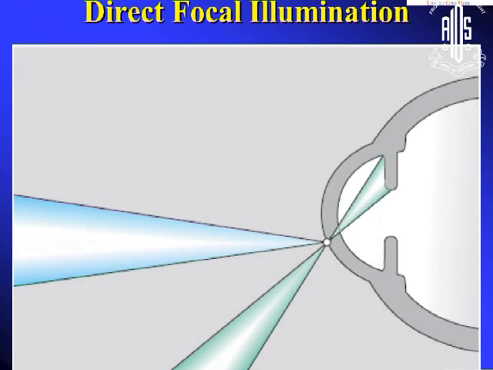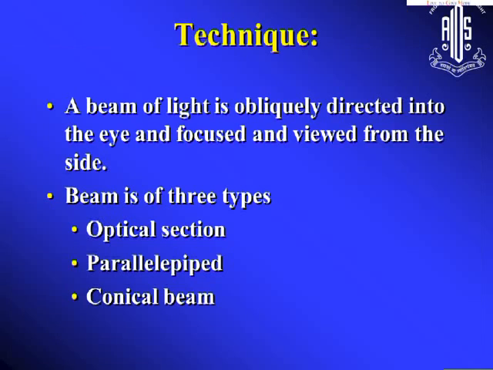Now in slit lamp examination, I said that usually it is parfocal, meaning the place where the illumination system is focused, the observation system is also focused at the same place. But there are certain examination techniques where you have to dismantle this alignment, which I will tell you later. But in this focal illumination, it has to be aligned, both at the same place.